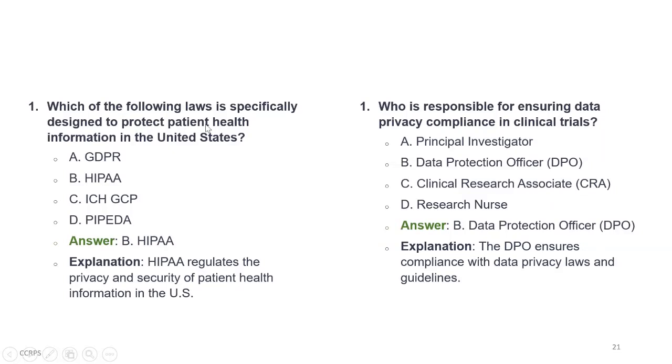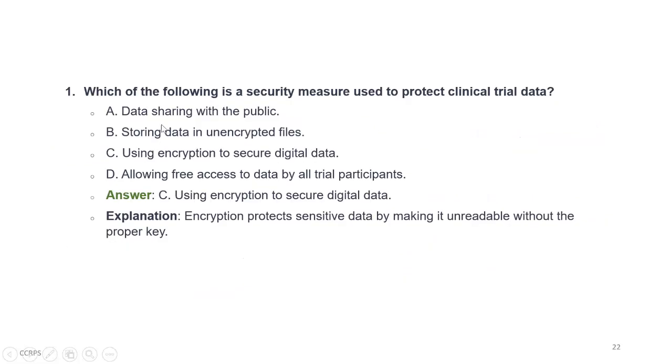Question 3. Which of the following laws is specifically designed to protect patient health information in the United States, USA? Would be HIPAA, of course, so the answer is B, as HIPAA regulates the privacy and security of patient health information in the USA. Question 4. Who is responsible for ensuring data privacy compliance in clinical trials? We know it's DPO, Data Protection Officer, so the answer is B, as the DPO ensures compliance with data privacy laws and guidelines. Question 5.